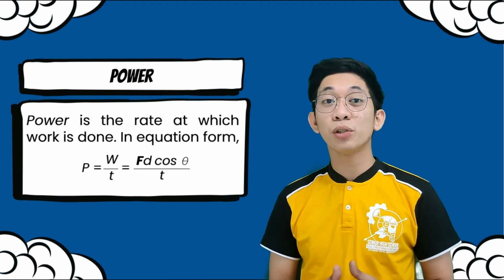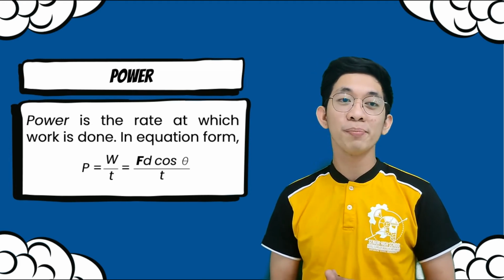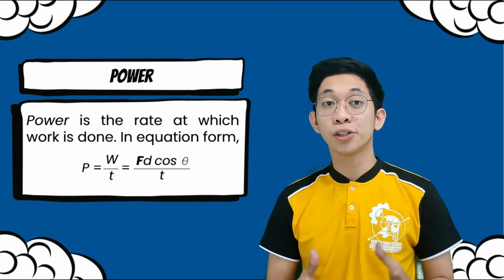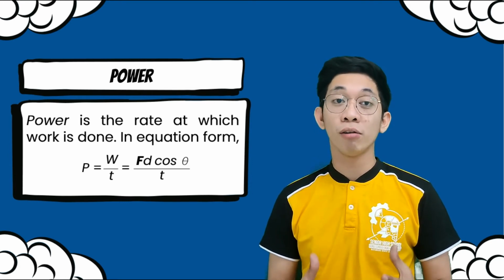Power is the rate at which work is done. In equation 4, we have P is equal to W all over t, equal to Fd cosine theta all over t.